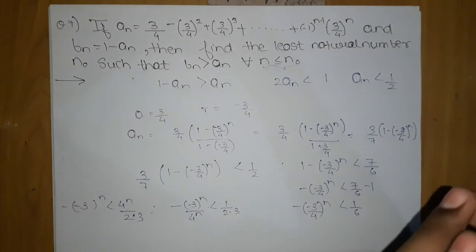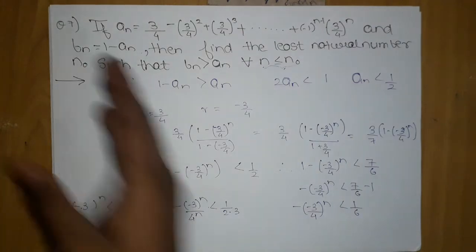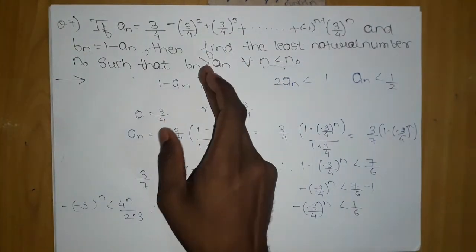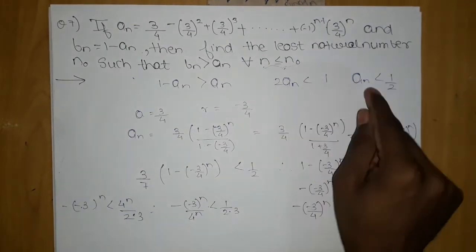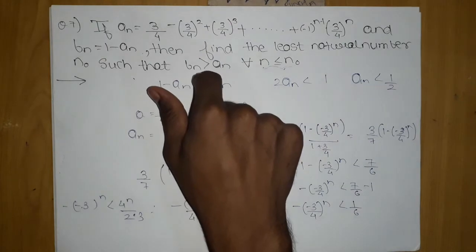Then find the least natural number n naught such that bn is greater than an for all n less than or equal to n naught. Okay, they have given this. First I analyzed the condition, put the bn value in this, which was always possible, and we got an is less than 1 by 2, which is a more generalized inequality.